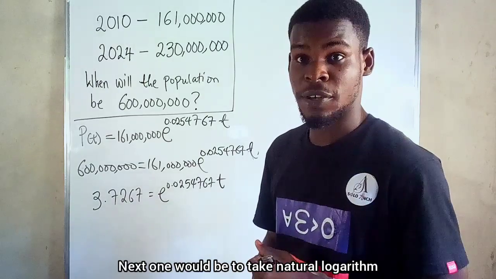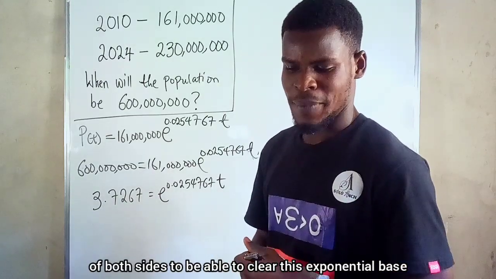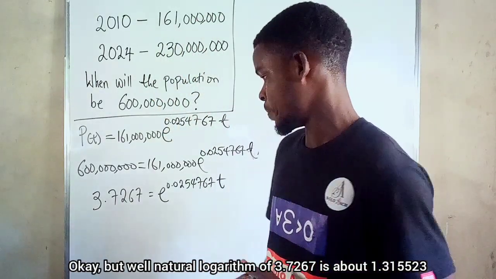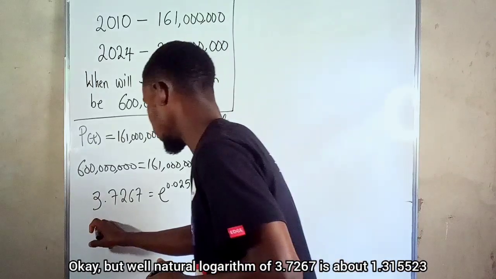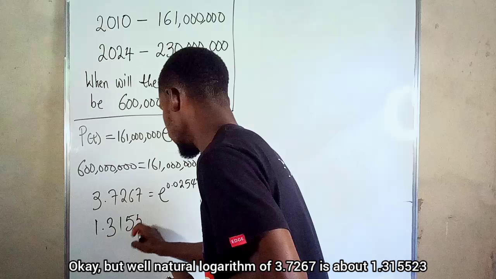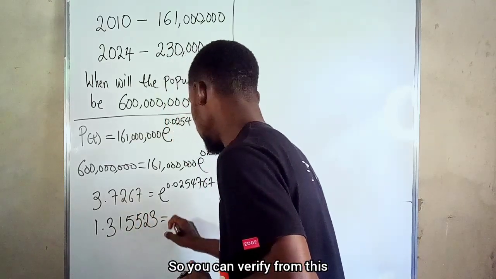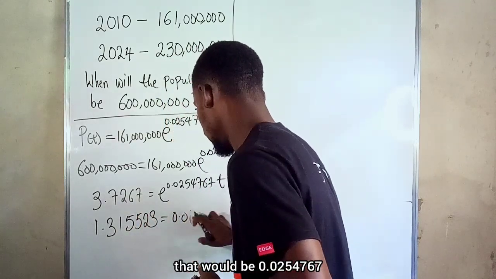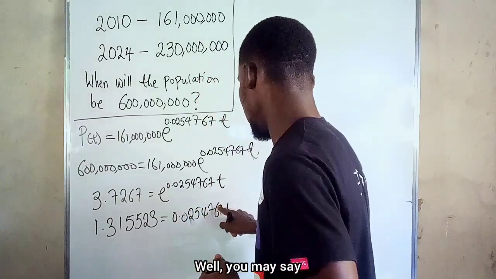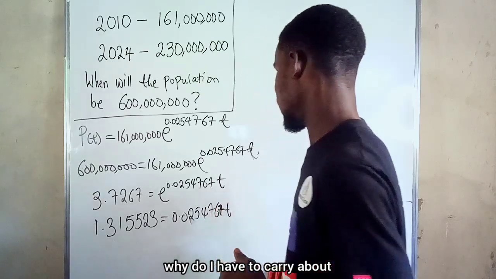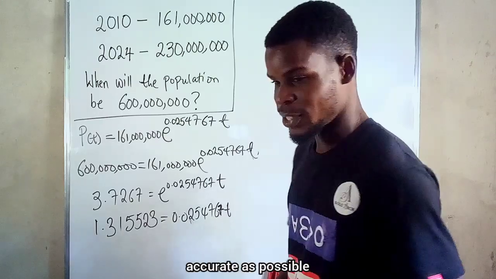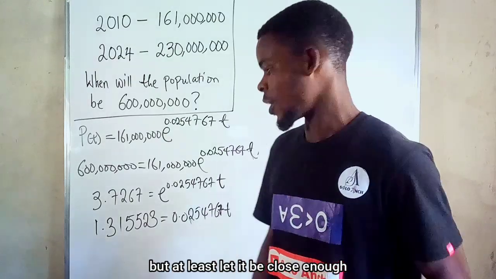The next step is to take the natural logarithm of both sides to be able to remove this exponential base. The natural logarithm of 3.7267 is about 1.315523, which equals 0.0254767t. You may ask why I have to carry this long decimal part. Well, I'm just trying to make it as accurate as possible, but at least let it be close enough.